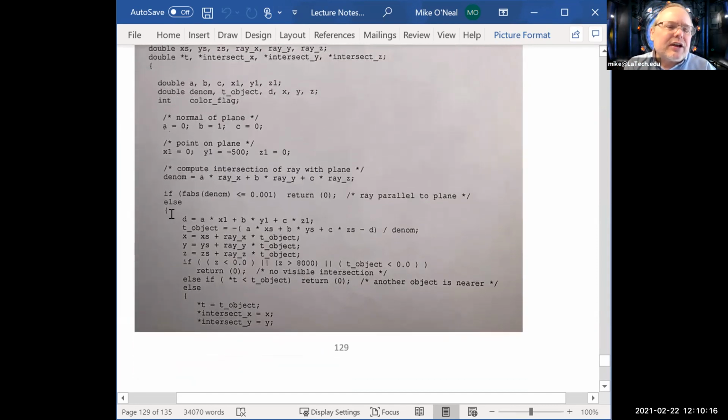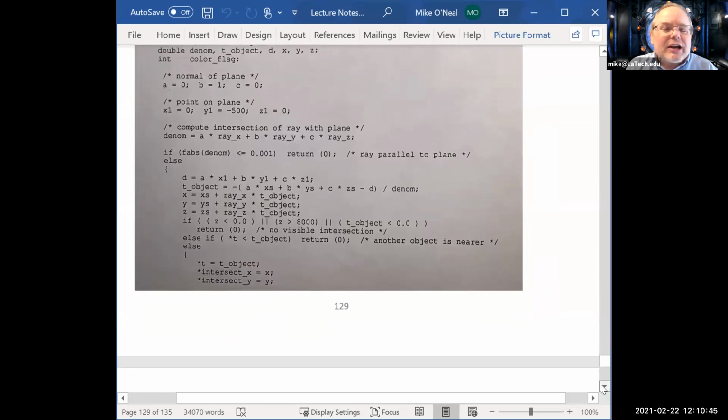And then you go through and you say, okay, well, let me compute the cap D. I'm calling it little d here, but the cap D for the plane. And then you've got your numerator over your denominator. That gives you your T. I'm calling it T object. And then look at this. This is exactly the start point plus the IJK of the ray. I'm calling it XYZ here, but it's the IJK, right? And the T is how far down you go.